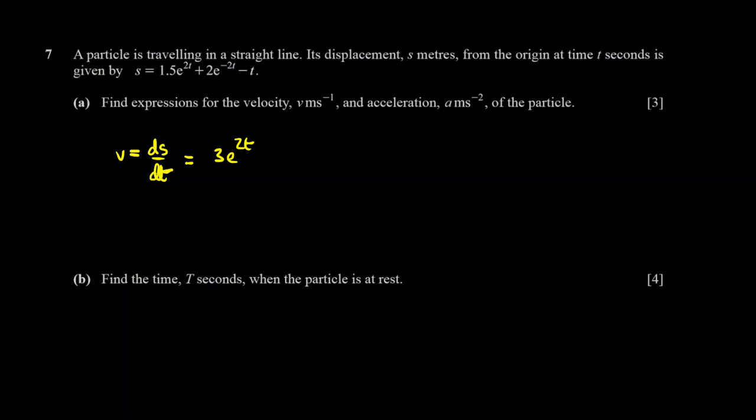When I differentiate the power, I get negative 2, so I'm going to multiply by negative 2, which gives me minus 4e to the minus 2t. And if I differentiate negative t, that's negative 1t, so it differentiates to give negative 1.